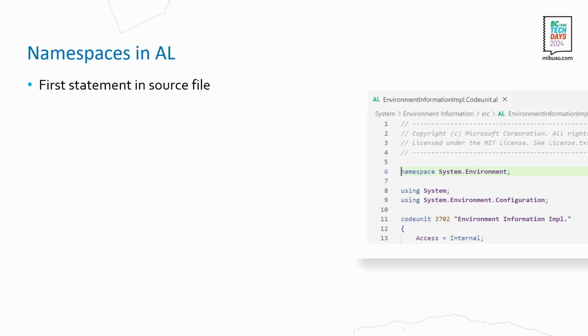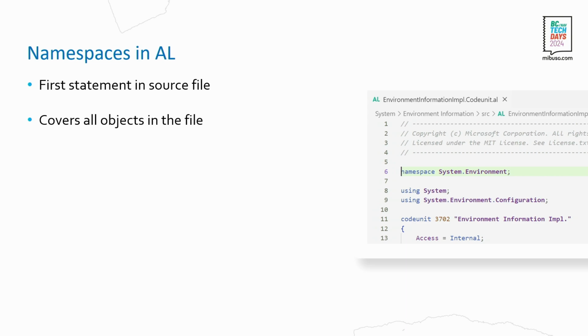Okay, let's look at namespaces in AL. It's the first statement in a source file. It looks something like this: namespace, and then whatever name you define. Pretty simple. It covers all the objects in that file.